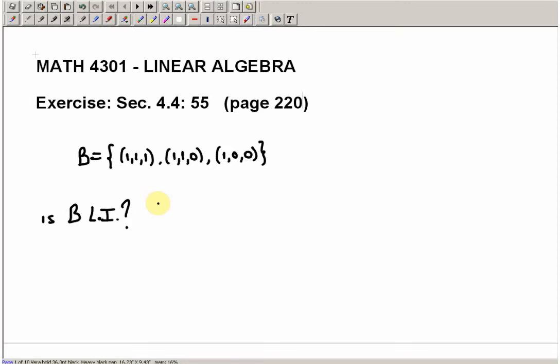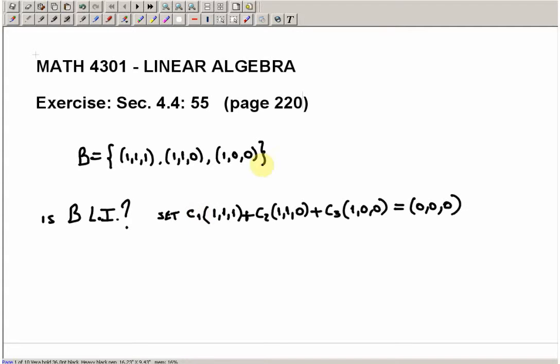Is B linearly independent? Well, what do we do? We set C1 times the first vector plus C2 times the second vector, and so on. We set that equal to the 0 vector. Okay, and then we solve for the C's.